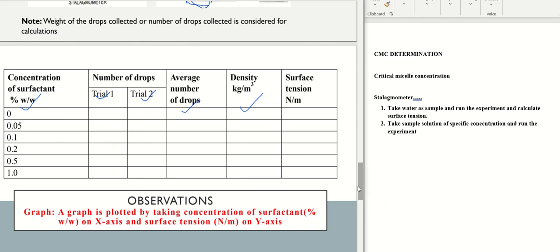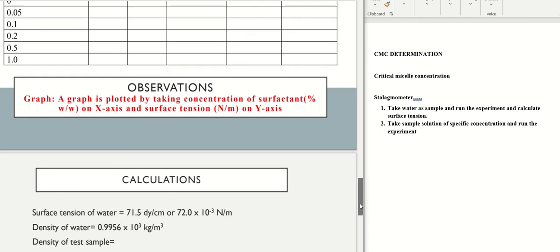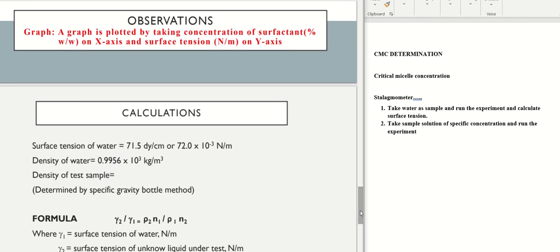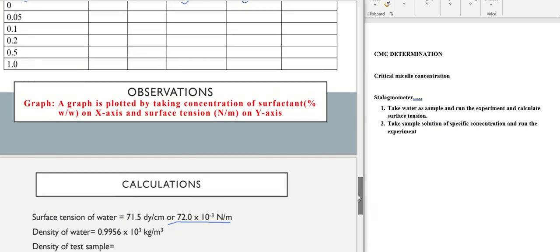Surface tension of water is given by a formula and it is constant. Surface tension of water is constant. It is 71.5 dynes per centimeter. Now incorporate this value in this table.